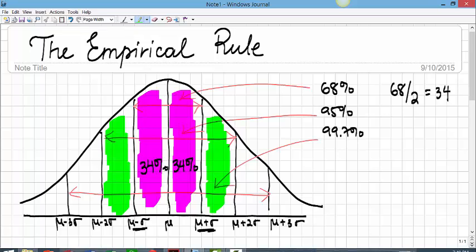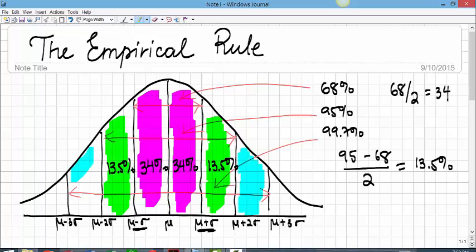Okay, so how do we do this one? Now remember, within 2 standard deviations of the mean we have 95% of the data. So if this is 95, the whole thing, then we can do the following. 95 minus 68, that's this middle part, divide by 2. This will give us the percentage of each of these green pieces. So what do we get? 95 minus 68, my bad, divide by 2, we should get 13.5%. Okay, so 13.5% goes here, 13.5% goes here.